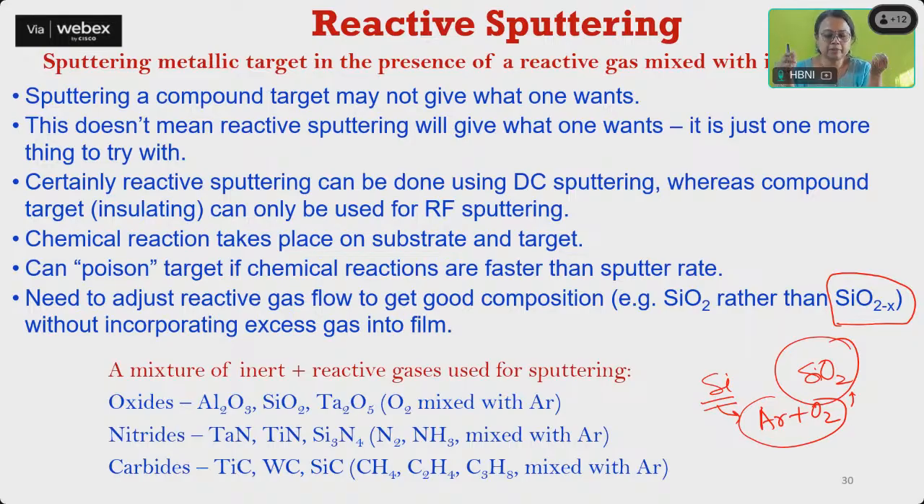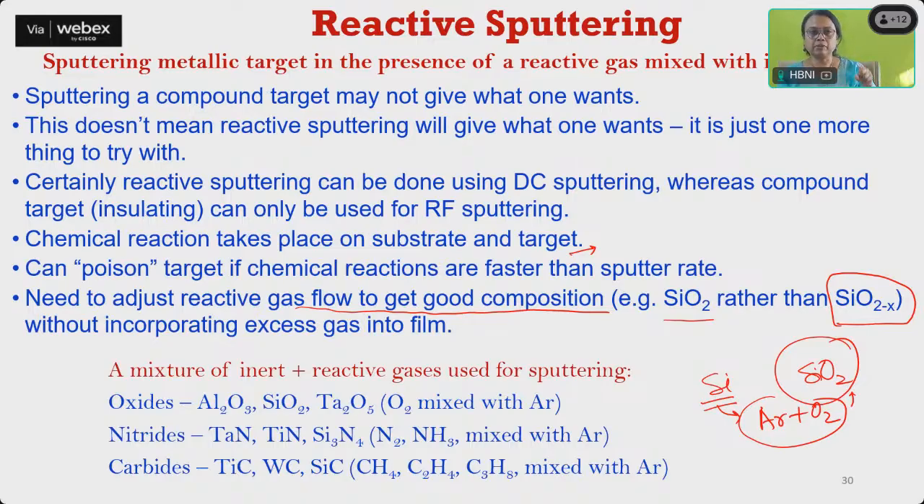Chemical reaction takes place on the substrate and the target, so in both places the reaction is happening with the gas molecule. It can poison the target if the chemical reaction is faster than the sputter rate. Poison means the composition of the target can change. So we need to adjust the reactive gas flow to get good composition, for example SiO2 rather than SiOx, without incorporating excess gas.